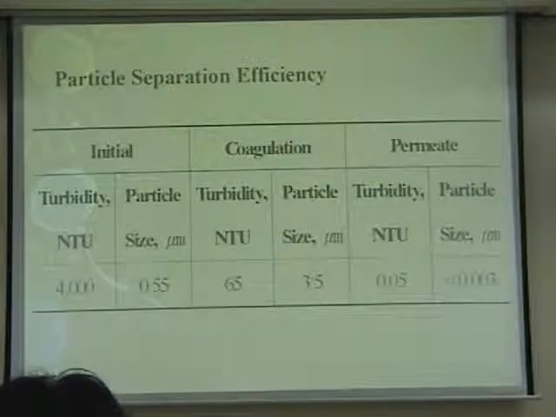In terms of particle separation efficiency, as we can see, the average turbidity value of the AOP treated water without organic was around 4000 NTU. The particle size of the aggregate of the TiO2 particles was 0.5 micron. But when we adopt the coagulation stage here, we were successfully able to decrease from 4000 NTU to 65 NTU. At the same time, we were able to increase the particle size from 0.5 to 3.5 because of the aggregation using the coagulation technique.